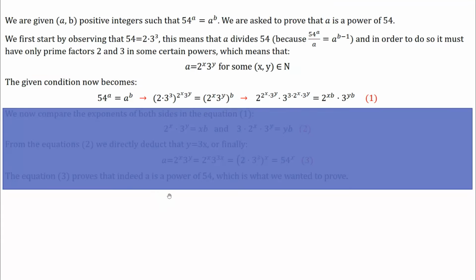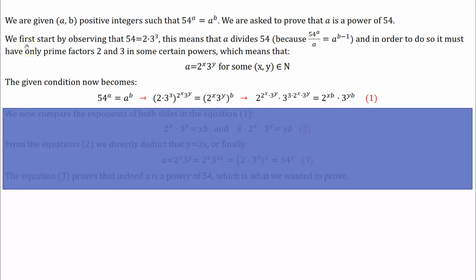So we have covered the solution, so we can go through it step by step together, and let's start with the reasoning we can do on such a problem. Initially, we are given that these positive integers a and b are such that they fulfill this condition, and we're asked to prove that a is a power of 54.